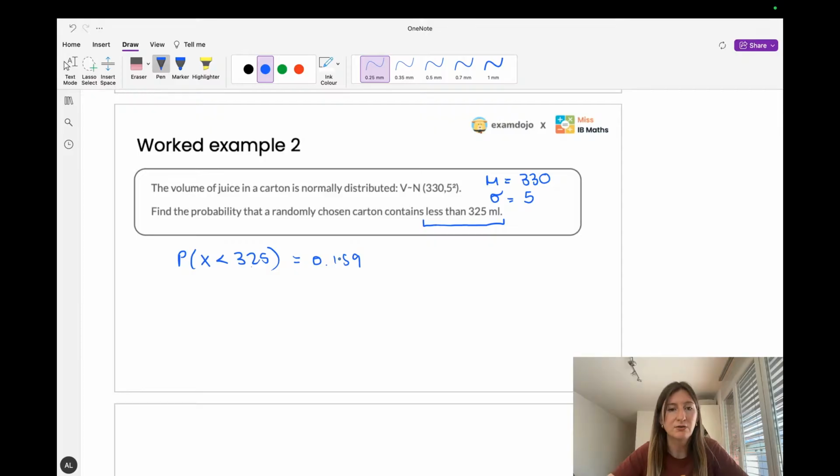Very important in these questions, because most of it is happening on the calculator, that you need to set it up properly. You need to write this notation. Don't just write this. You will get a mark for having this as well.